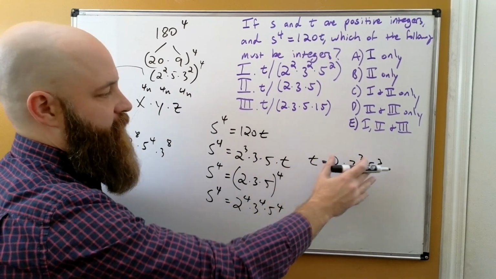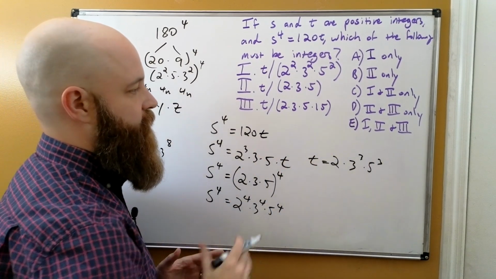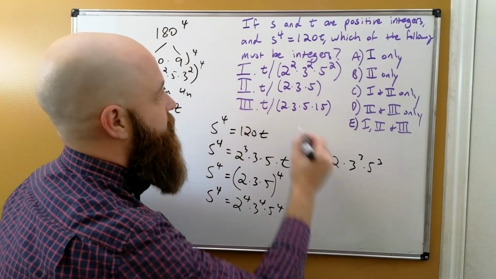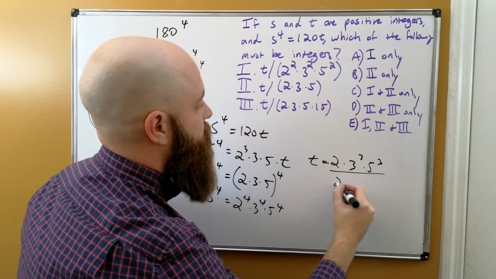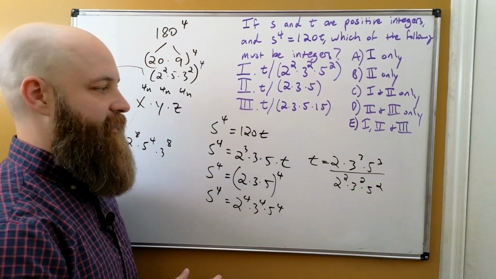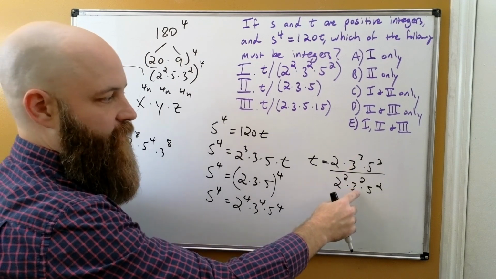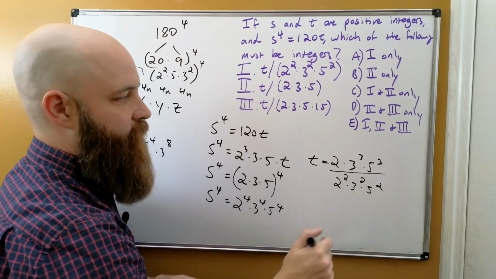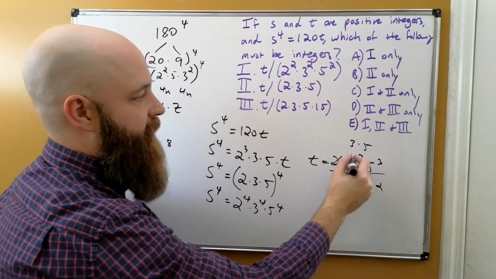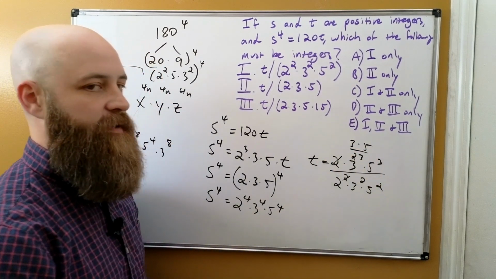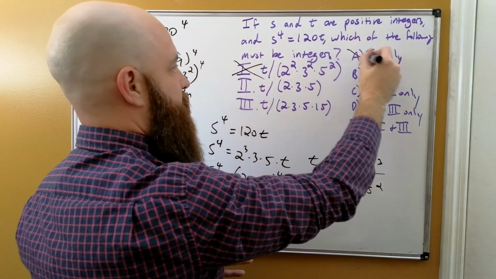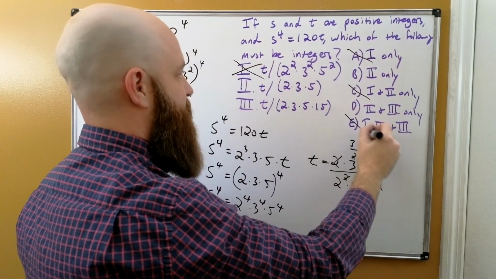Again, I walk through my logic. I get t is 2 times 3 squared times 3 cubed times 5 cubed. Okay, so if I look at statement 1 and I divide this by 2 squared times 3 squared times 5 squared, does that give an integer? Well, 3 cubed over 3 squared, 5 cubed over 5 squared, that's fine. I get 3 times 5 on top, but notice I get a 2 in the bottom. 3 times 5 over 2 is not an integer. Okay, so this does not have to be an integer. A is out, C is out, E is out.